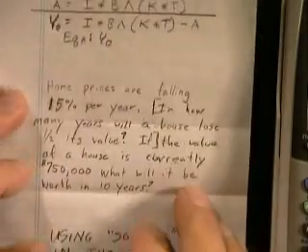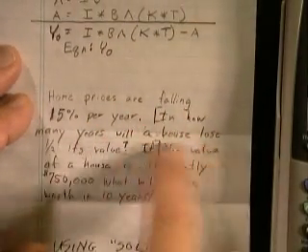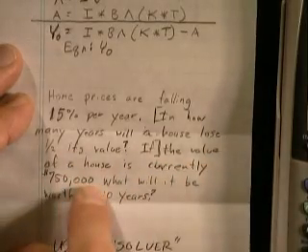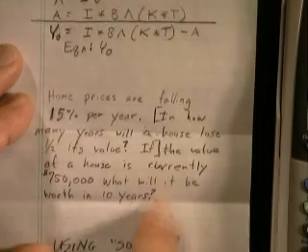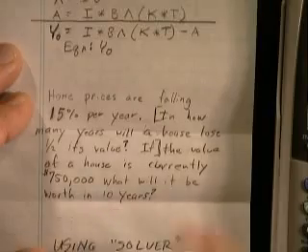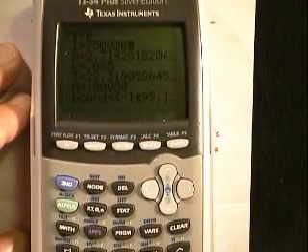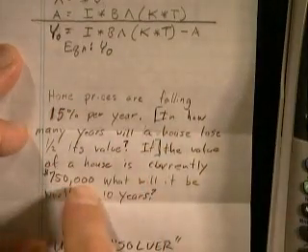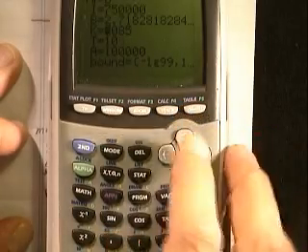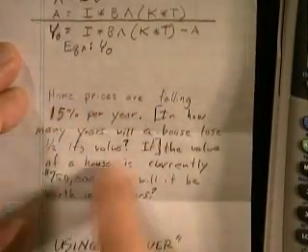So here's my little problem. Home prices are falling 15% a year. In how many years will a house lose half its value? And now there's a second question. If the value of a house is currently $750,000, what will be its worth in 10 years? Let's work on the second one first because that's a forward problem, an evaluation problem. I'm going to put in 750,000, that's my initial value, currently 750,000. It's going to be 10 years later. And home prices are falling 15% a year.